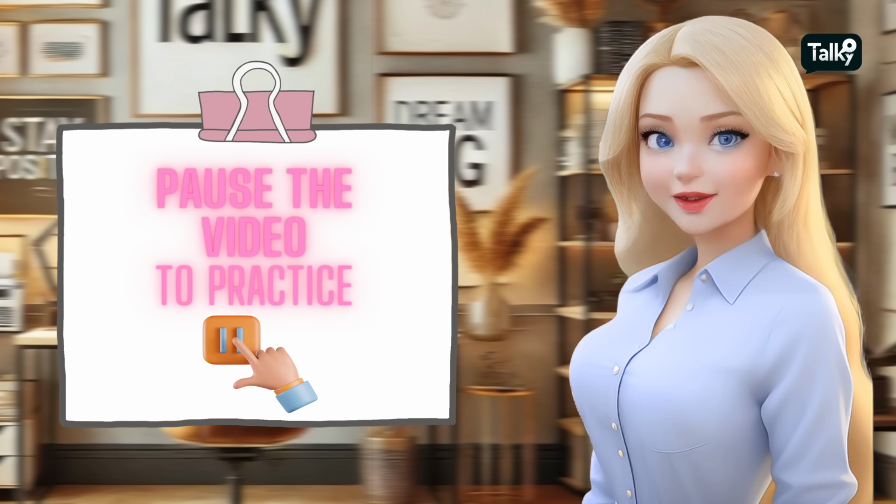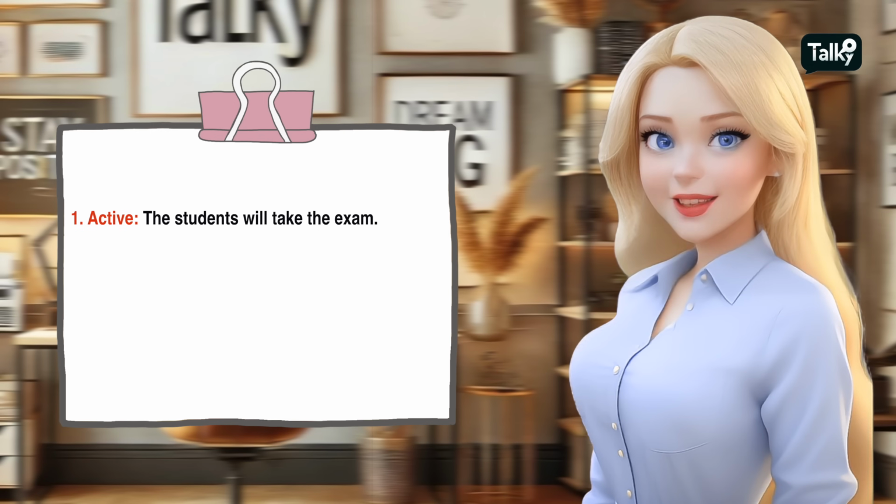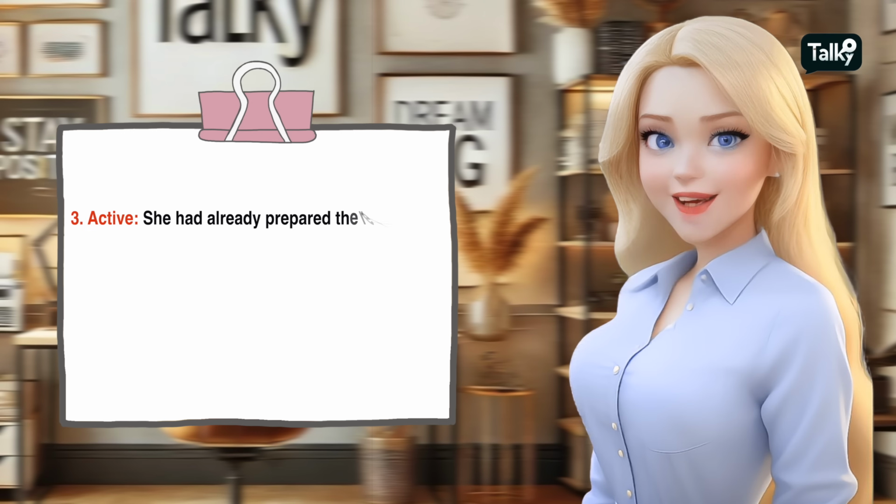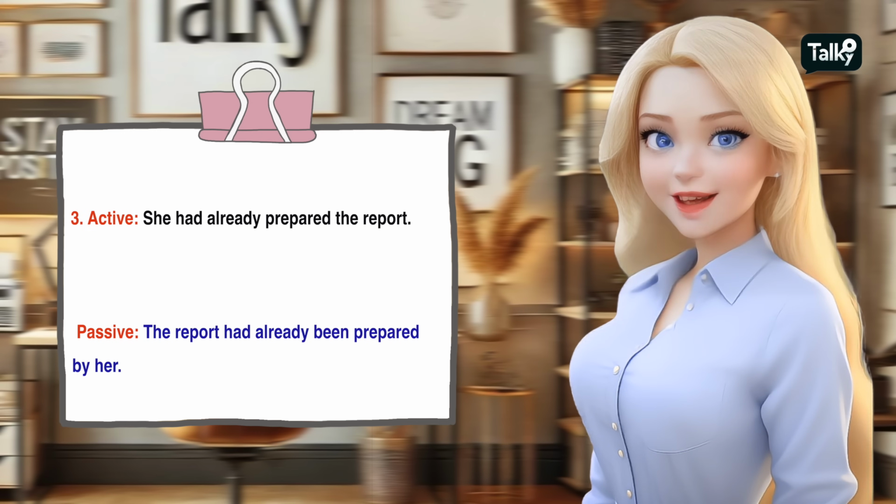Let's practice converting a few more sentences together. Feel free to pause the video and try these yourself. 1. Active. The students will take the exam. Passive. The exam will be taken by the students. 2. Active. The company is launching a new product. Passive. A new product is being launched by the company. 3. Active. She had already prepared the report. Passive. The report had already been prepared by her.